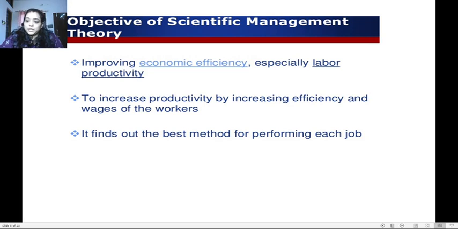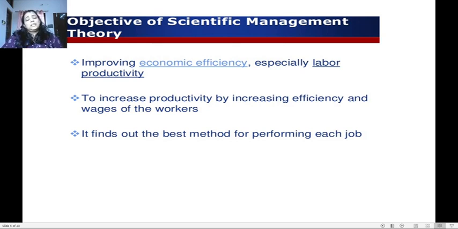Improving economic efficiency, right? That is material or money efficiency. It should be increased, and especially labor productivity should be increased. That is, the individual's efficiency should increase, but productivity too. Look, if efficiency increases, productivity will automatically improve, right?